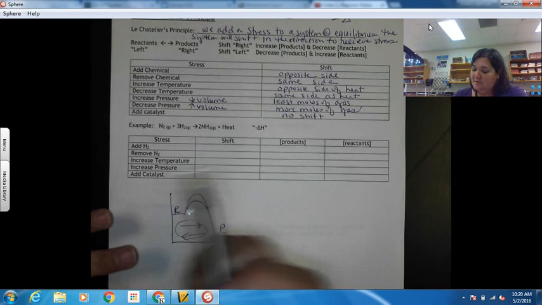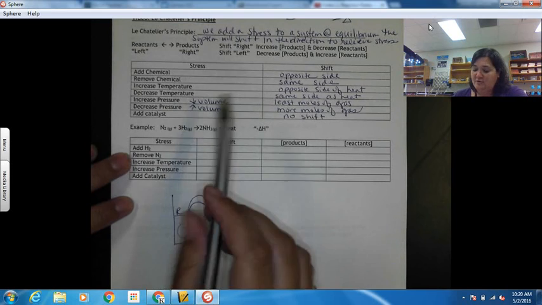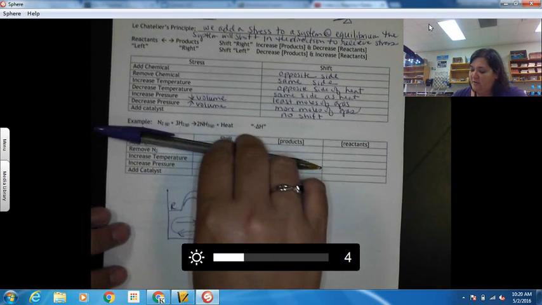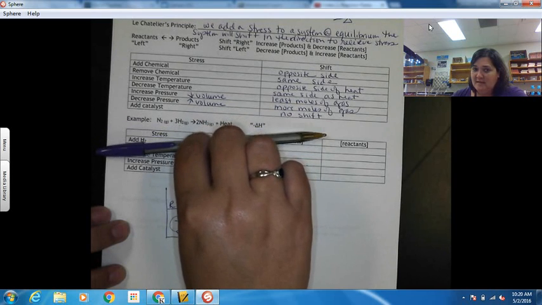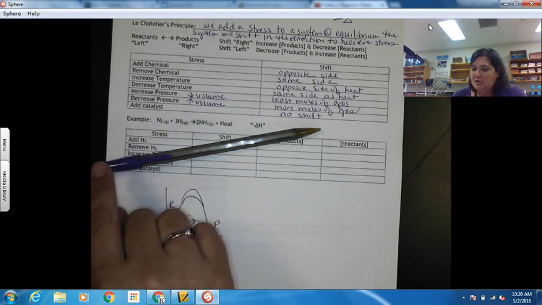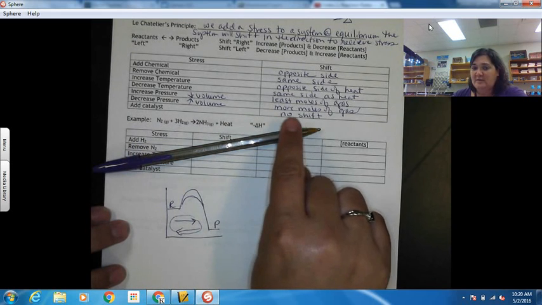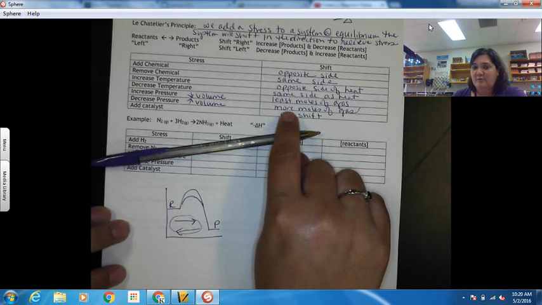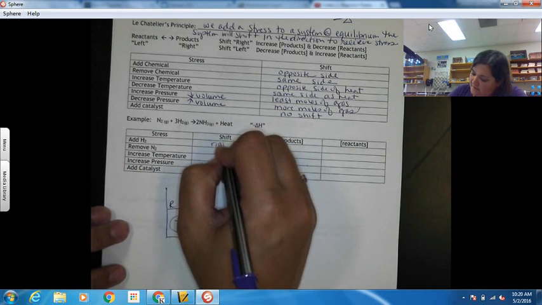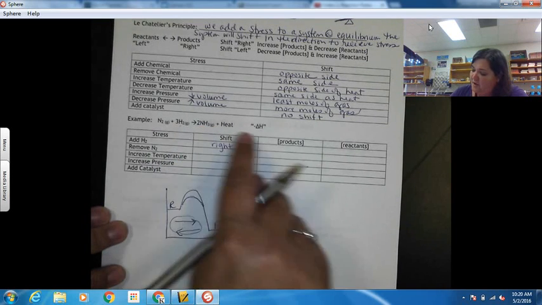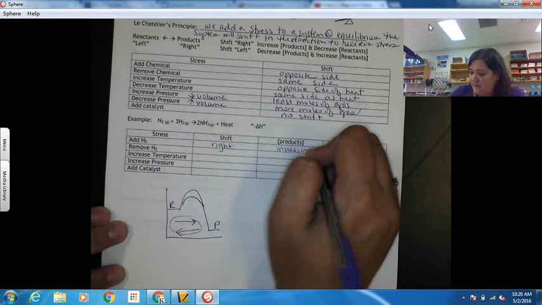Alright, so let's look at an example. In this problem, if we add the hydrogen, and if you think about a seesaw with your pen, what happens to our seesaw? It gets heavy because we added more. So we have to shift to the side to relieve the stress, to get back to our even seesaw. So it's going to shift to the right. If it's shifting to the right, then our product concentration is increasing, and our reactants are decreasing.